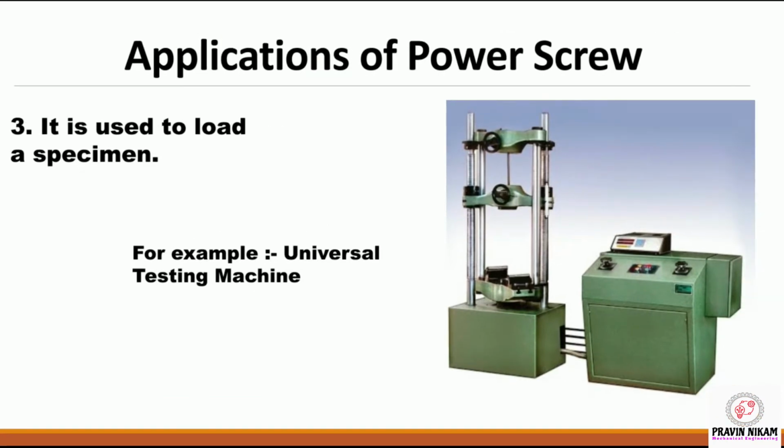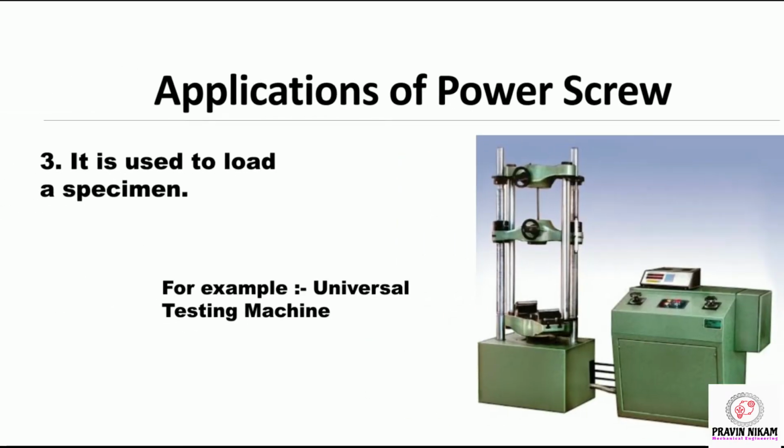universal testing machine. So when load button is started from this control, movable jaw moves upward and downward. The movable jaw gets linear motion from rotary motion of power screws. So this is the example in which power screw is used to load a specimen.